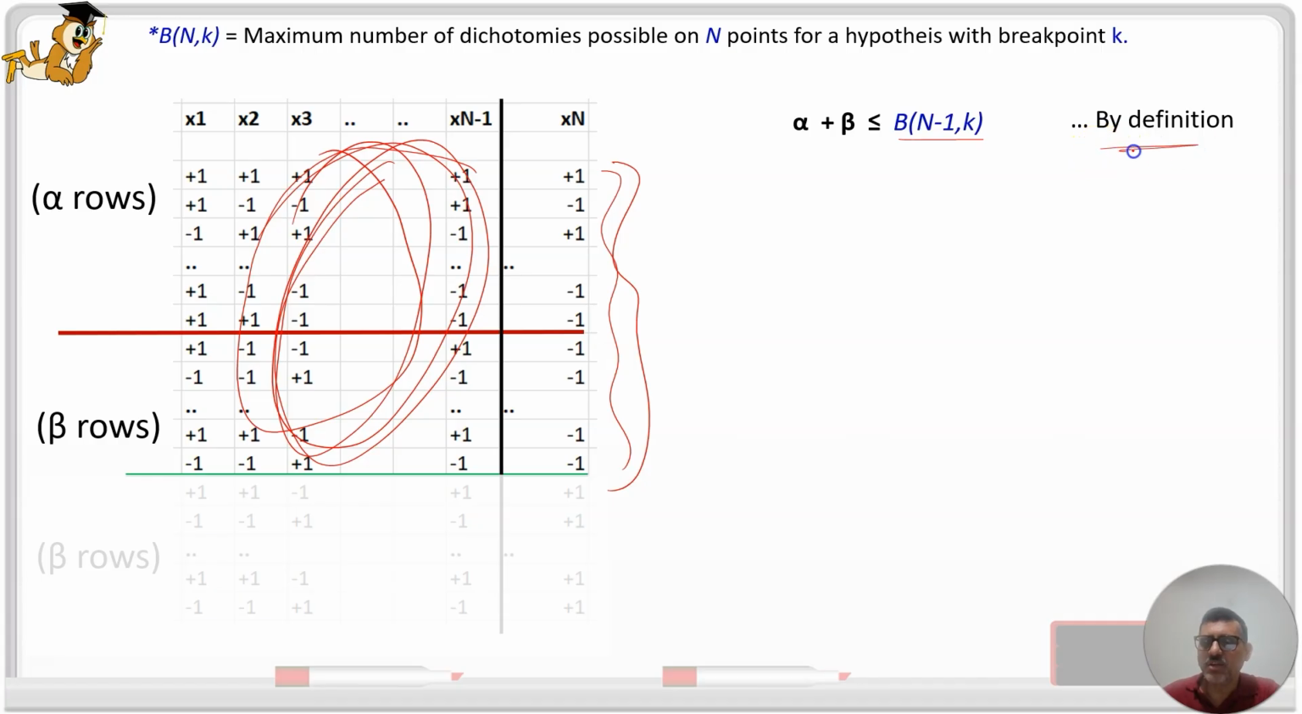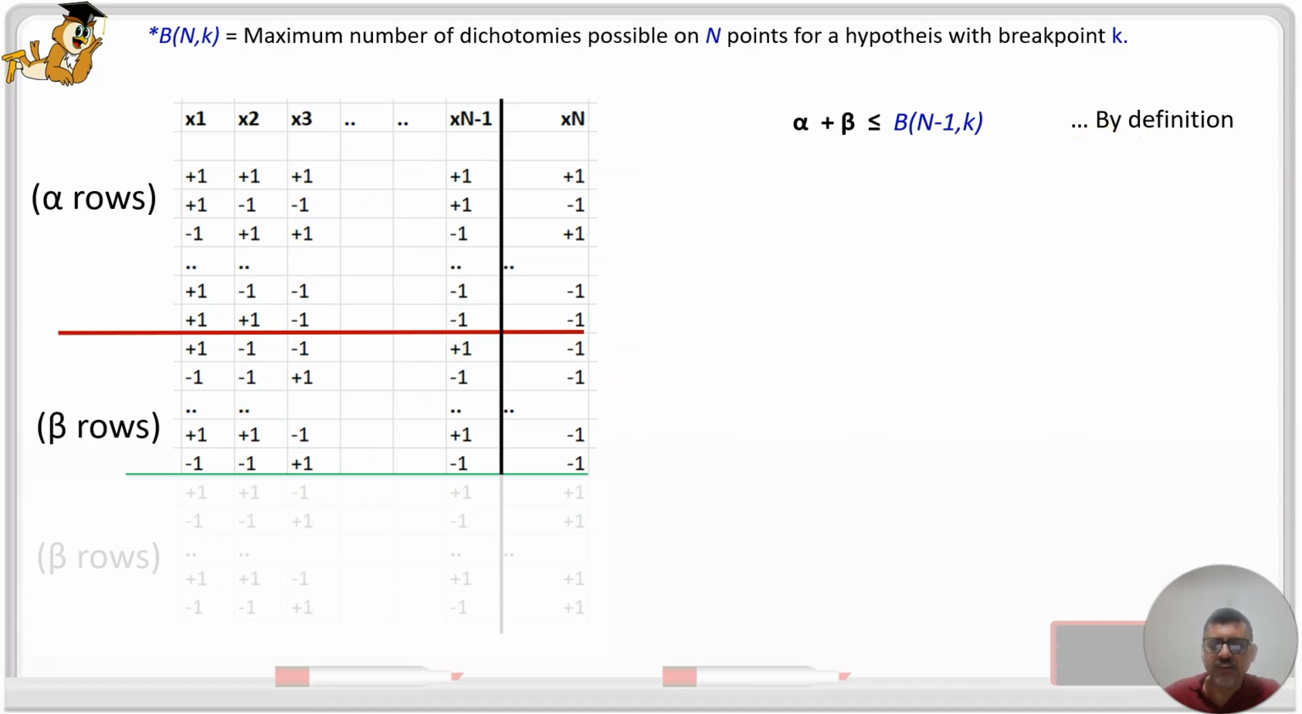That is simply by definition, because the definition of b of n k is the maximum number of dichotomies on n points. Here we are dealing with n minus 1 points. We are going to ignore the nth point entirely. These are dichotomies of n minus 1 points for sure. And therefore, by definition, this number of dichotomies is less than or equal to b of n minus 1 comma k.